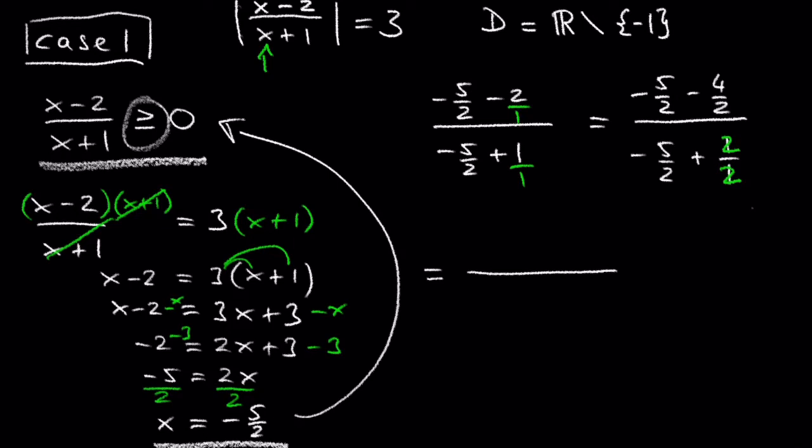How do we do that? Add the top number and put the answer over the same denominator. Negative 5 minus 4 is negative 9. Make sure that you put the denominator only once. Let's do the same with the bottom expression. Negative 5 plus 2 is equal to negative 3.